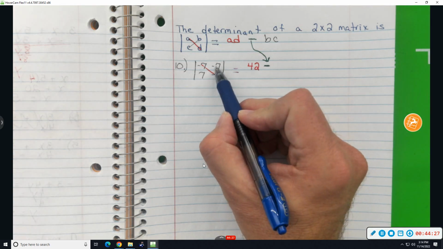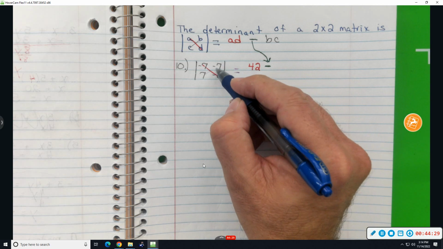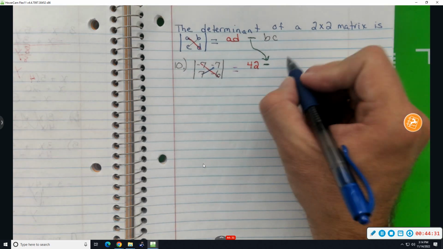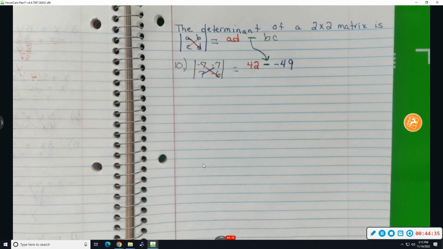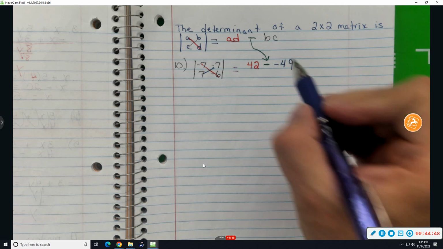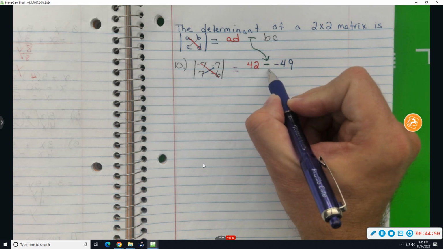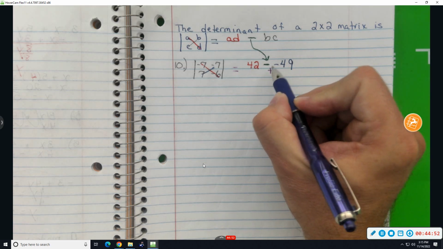And then do the other diagonal. -7 times 7, that's a -49. Y'all see why we're getting 2 negatives there? The first minus is just from the formula. And then -7 times 7, that's giving us the -49. So be careful. The minus and negative becomes a plus.